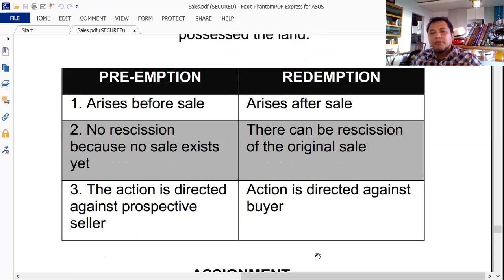So let's distinguish preemption from redemption. Preemption arises before the sale, while redemption arises after the sale. And there is no rescission in preemption because there's no sale that exists yet. But in redemption, there can be a rescission of the original sale. So in preemption, there is no sale yet, so there is no rescission. Third distinction, the action is directed against the prospective seller, but in redemption, it is directed against the buyer. No?